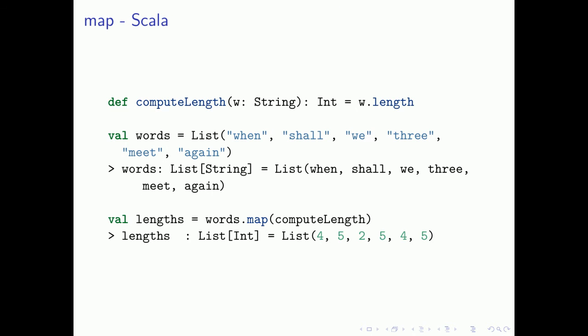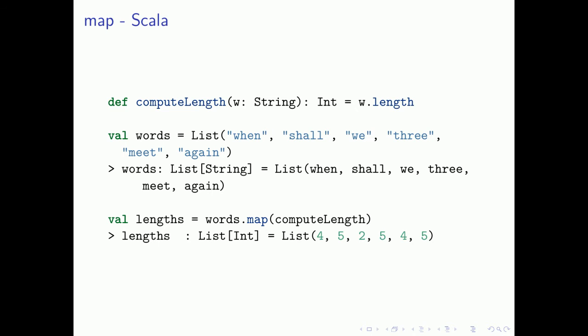So, a Scala example here. The first thing I'm doing is defining a function called computeLength, and I give it a parameter w, which is of type String. In Scala, if you've ever done Java, you have String w. In Scala, you have w colon and then whatever the type is. And that function returns something of type Int. What I actually want to do in that function is take the w and compute its length.